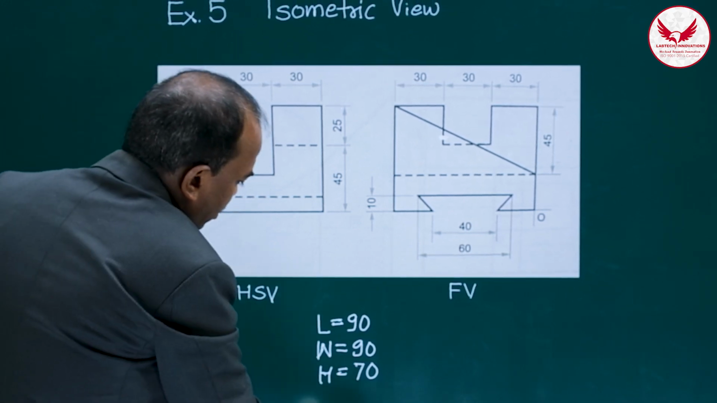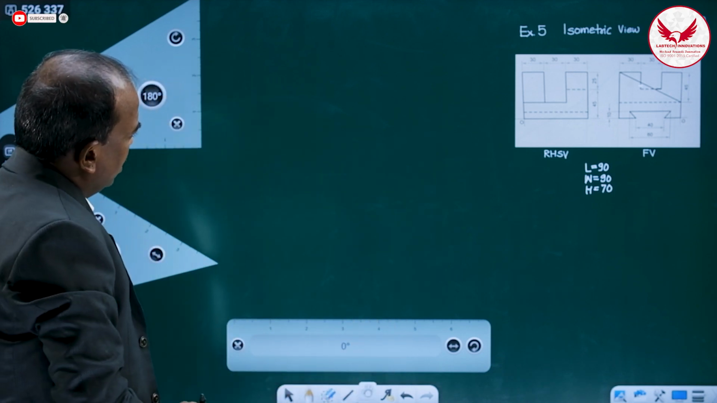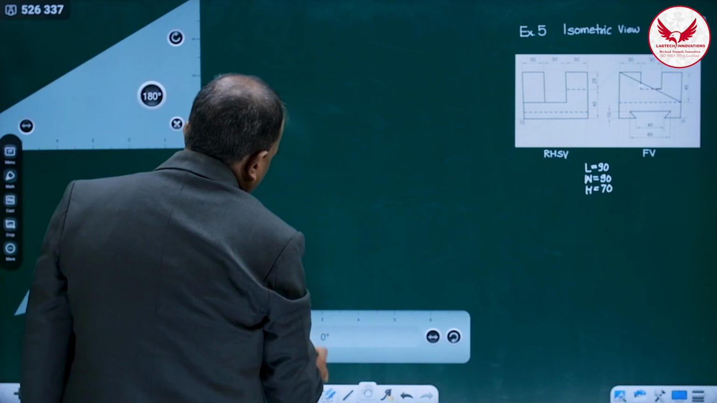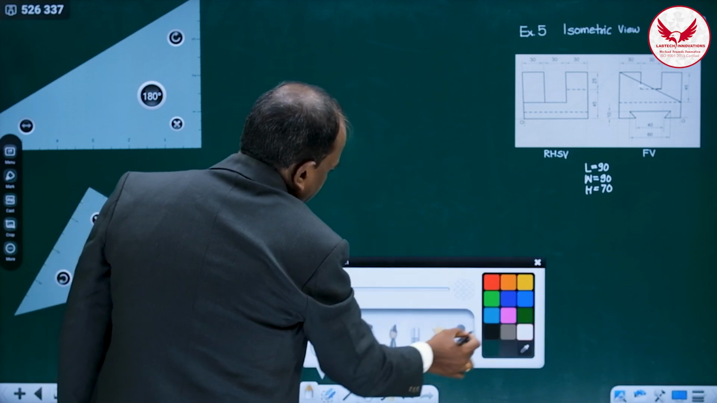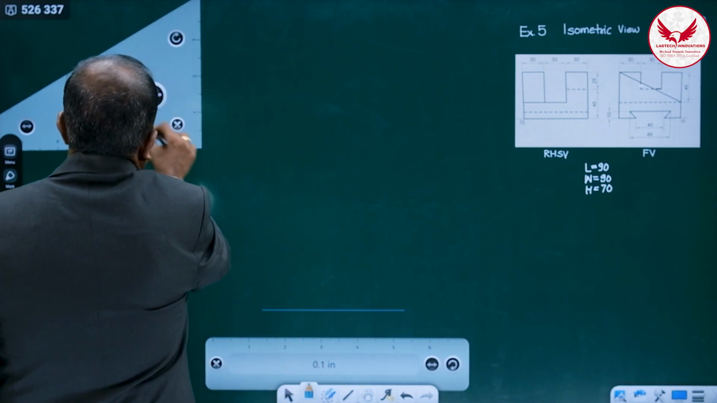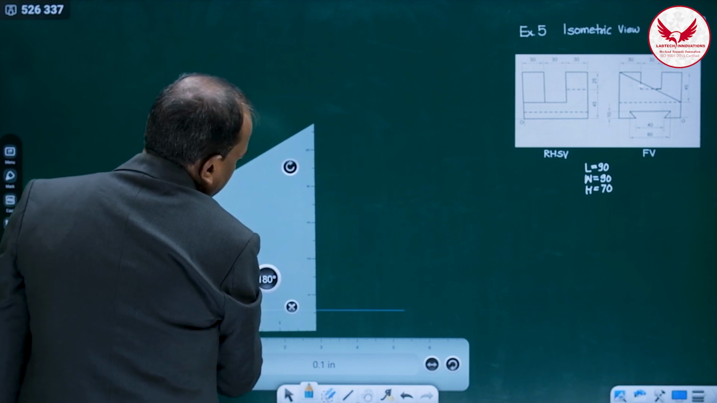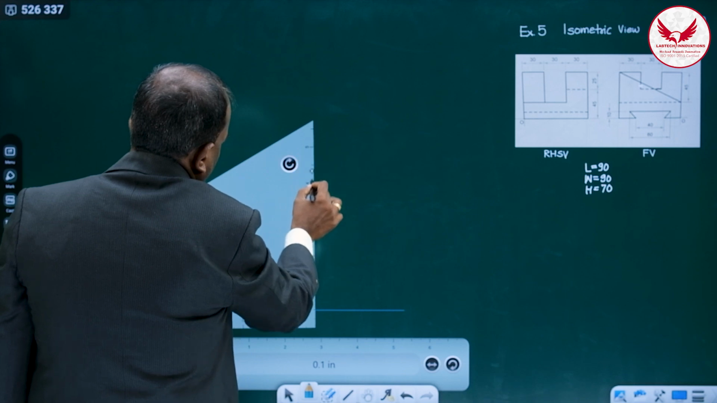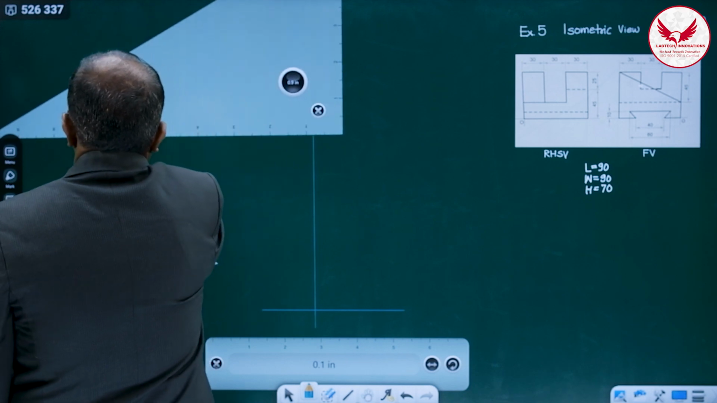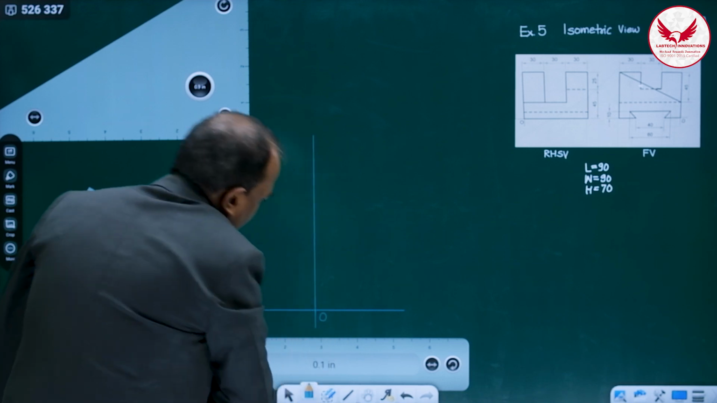So how to solve it? First we'll prepare this three-dimension isometric box, then afterwards we'll think how to solve it. For the isometric box, first requirement is what? Draw the horizontal line first, then draw the intersecting vertical line. And the intersection of these two is going to be the origin.